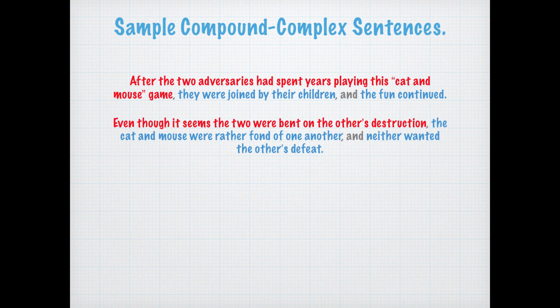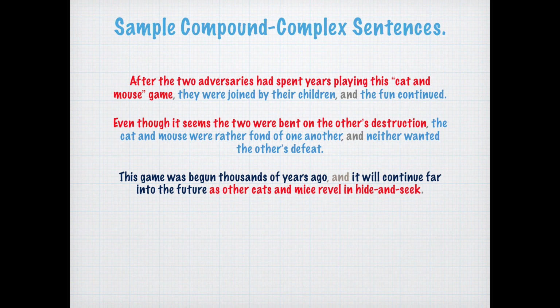Even though it seems the two were bent on the other's destruction, so the same structure as the previous sentence, we're beginning with the dependent clause, the cat and mouse were rather fond of one another, and then a coordinating conjunction, and neither wanted the other's defeat. This game was begun thousands of years ago, and it will continue far into the future as other cats and mice revel in hide and seek. So as is a subordinating conjunction, so the sentence ends with a dependent clause.